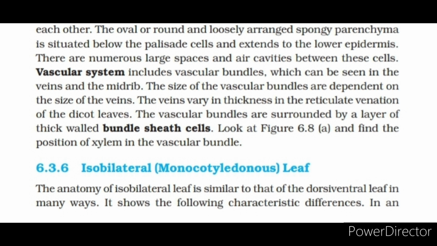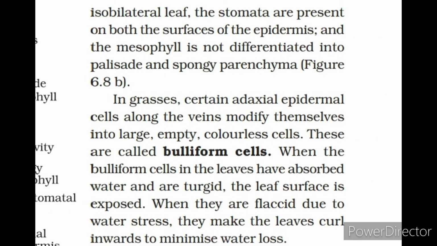Isobilateral monocotyledonous leaf. The anatomy of isobilateral leaf is similar to that of the dorsiventral leaf in many ways. It shows the following characteristic differences. In an isobilateral leaf, the stomata are present on both the surfaces of the epidermis, and the mesophyll is not differentiated into palisade and spongy parenchyma.